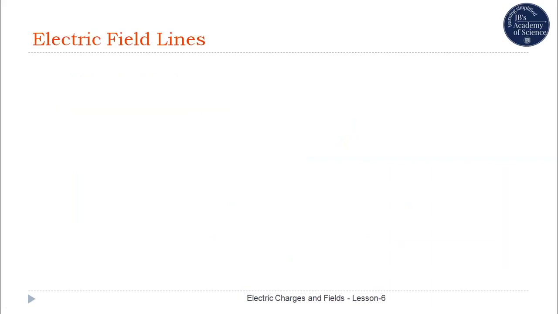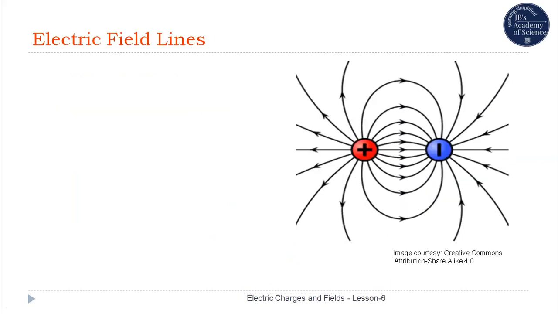Electric field lines. We have learned about electric field: the electric field produced by a point charge, electric field due to a dipole, etc. We know that electric field is the space around a charge in which the presence of the charge can be felt by bringing another charge into the space. Now, how do we represent an electric field?